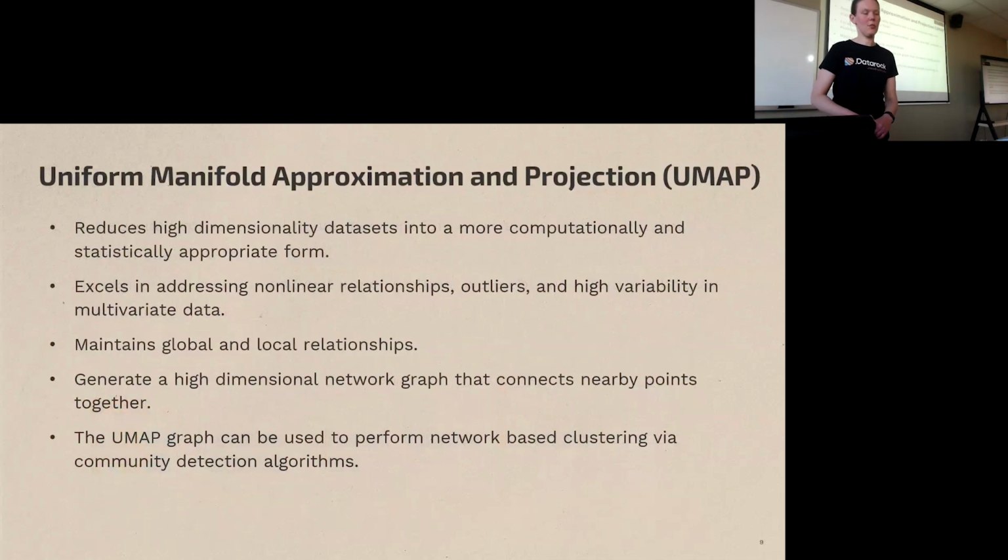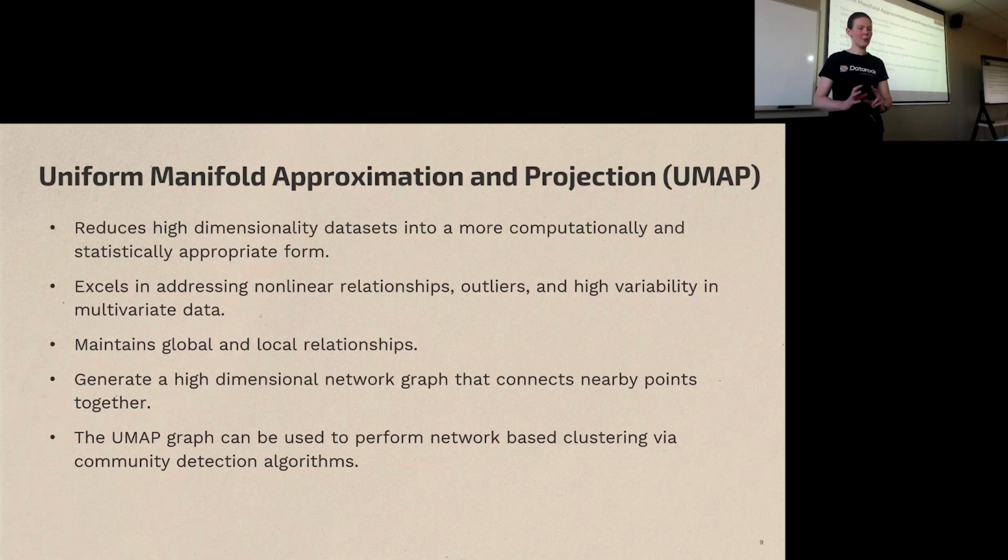So these are then reduced using a UMAP, or a uniform manifold approximation projection. A UMAP is a technique designed to reduce high dimensionality datasets into something that's more computationally and statistically appropriate. It can be used in a similar way to something like t-SNE, but it's better than t-SNE at handling large data sets and has better preservation of the overall data structure. So it's great for things like nonlinear relationships, outliers, and high variability in the data, and it maintains local and global relationships within the data.